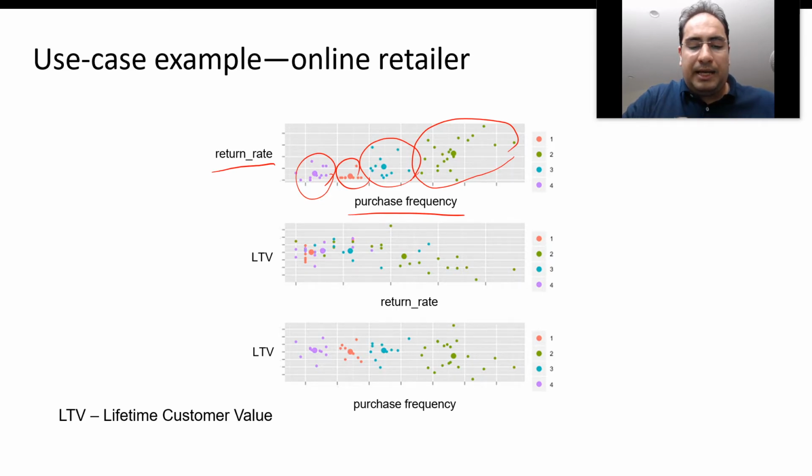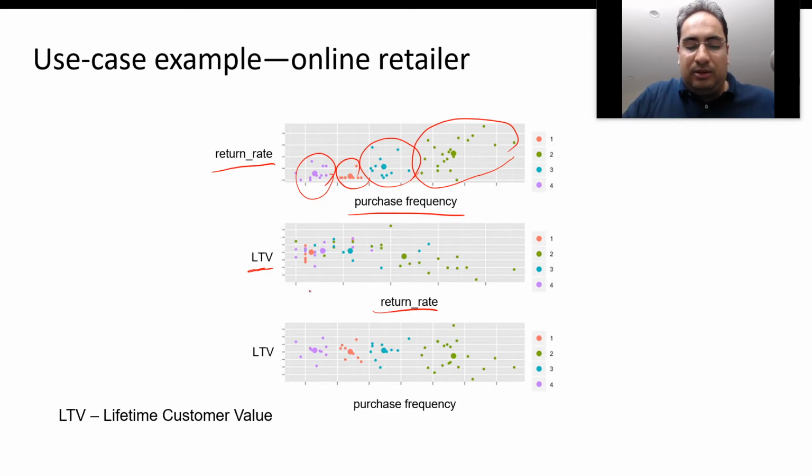The purchase frequency versus return rate, and lifetime customer value over return rate. For example, Costco. Lifetime customer value is the benefit of a customer to the business, and return rate is how many times they're actually returning their products.